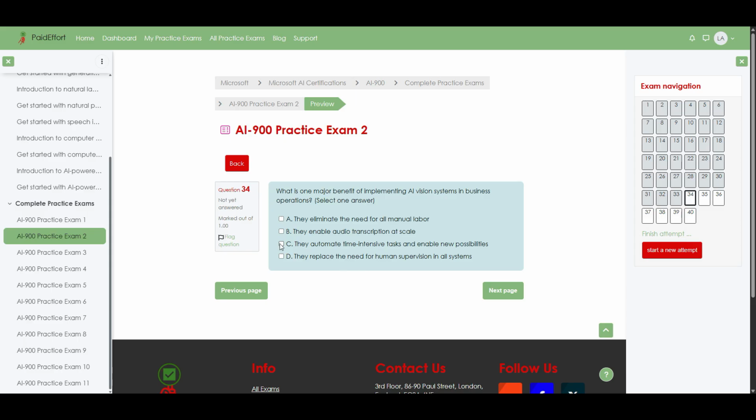First of all, the correct answer is option C. AI vision systems are most valuable when they automate repetitive and time-consuming tasks, like quality inspection on a production line or counting inventory in a warehouse.